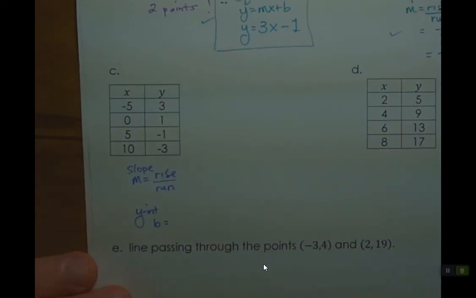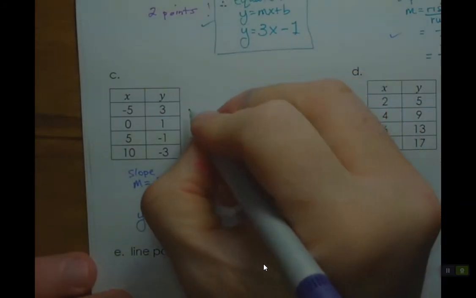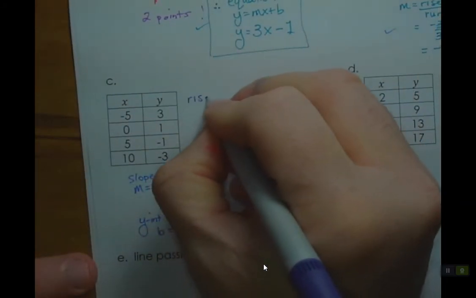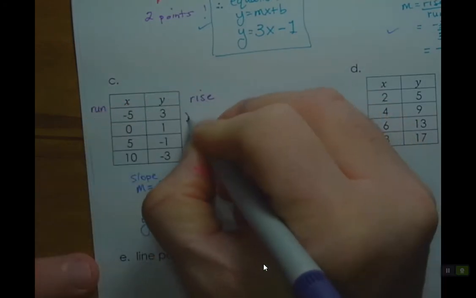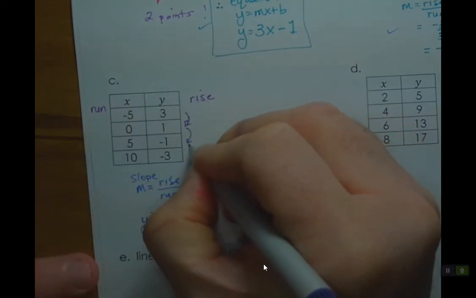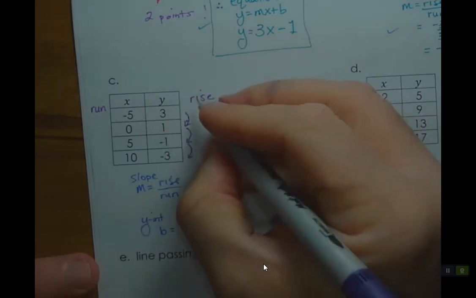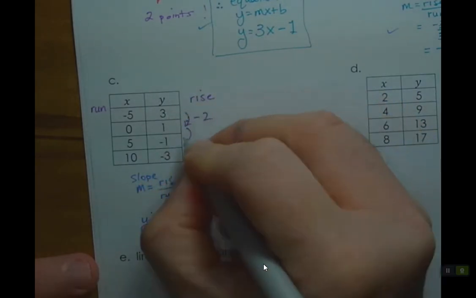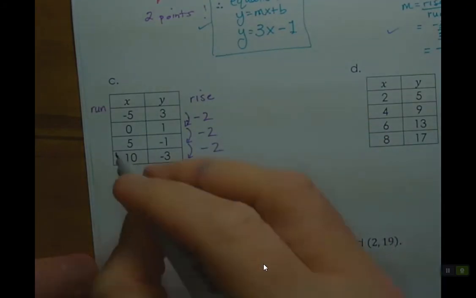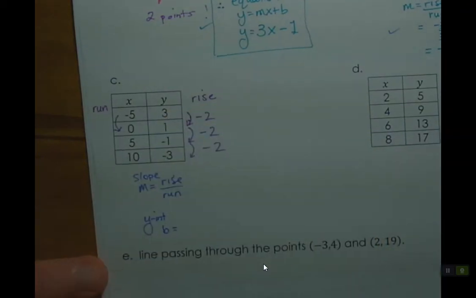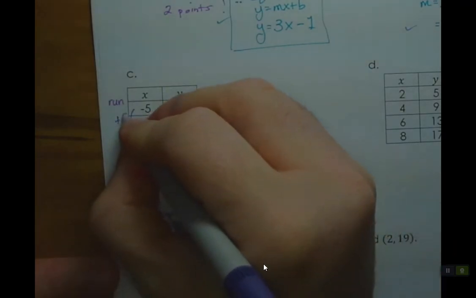All right, so first thing is I'm going to find my slope. So we know that this is our rise and this is our run. I ask myself, okay, what's happening with those points? Well, that looks like it's going down 2. That's down 2. That's down 2. This looks like it's adding 5.